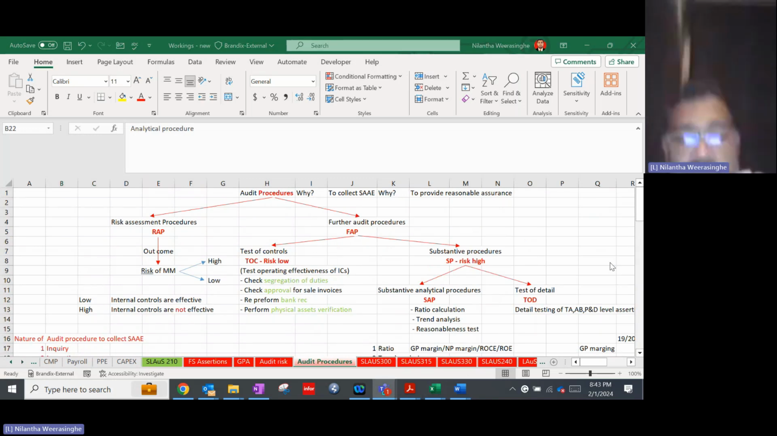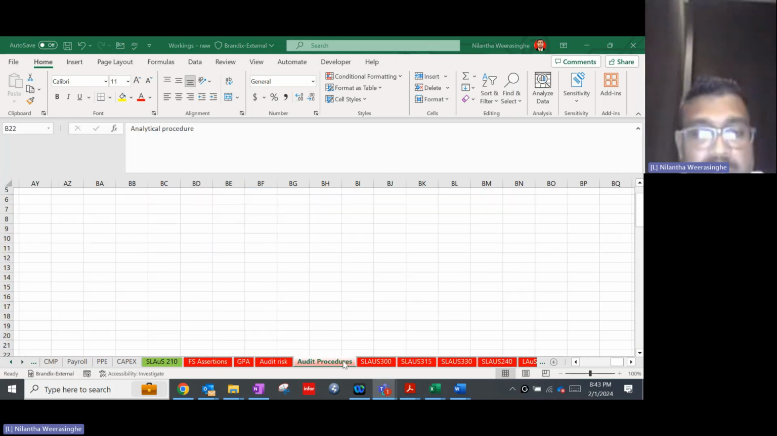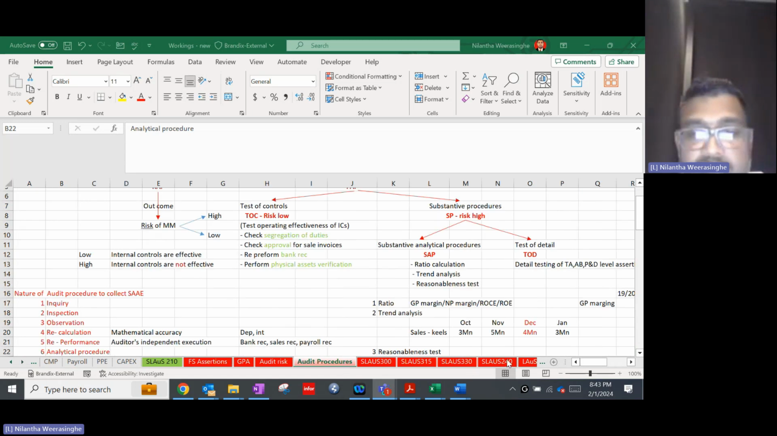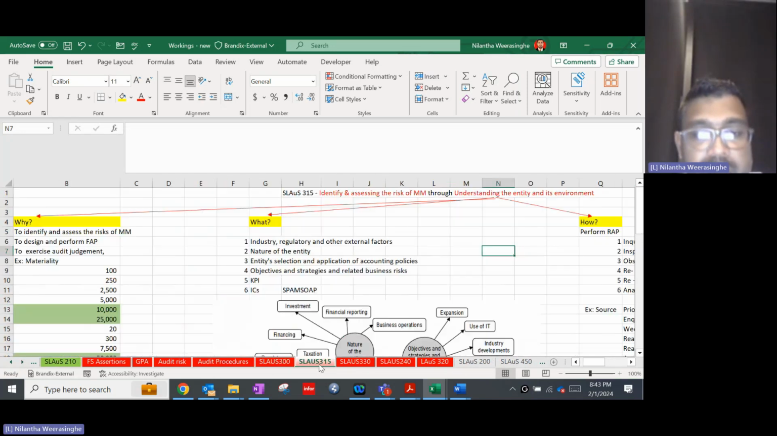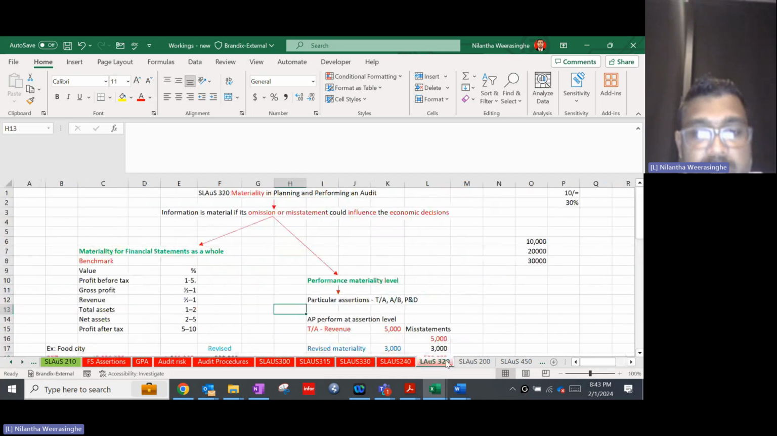After audit procedures, once you learn audit procedures, you have to plan the audit properly. All these red color standards are planning related standards. 300, 315, 330, 240, 320, all these standards are planning related. So I will share this Excel summary. I have conceptualized this for your easy reference, so that you can go through all these standards with your comprehensive notes and be ready for the exam.